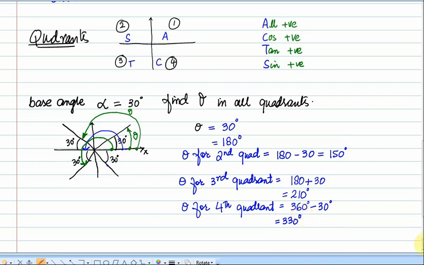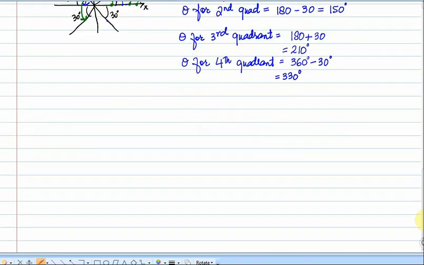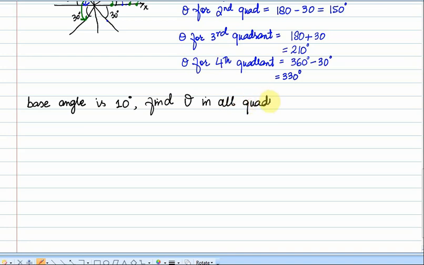Done? Alright. Now the same type of question, this time I will say that the base angle is 10 degrees, find theta in all quadrants. So you need to try it first and then I will explain, and for that question I will give you approximately 90 seconds to start.